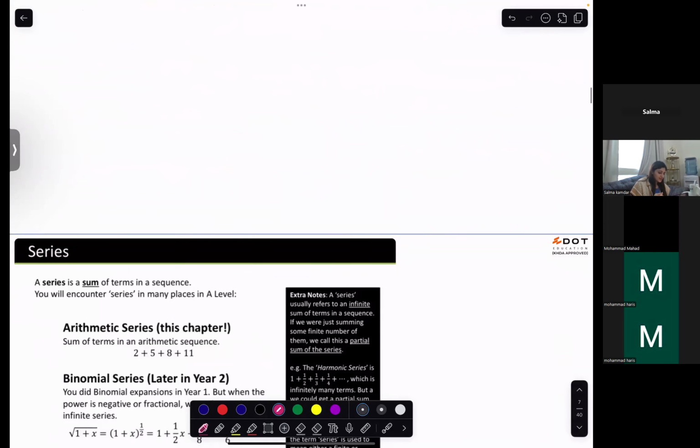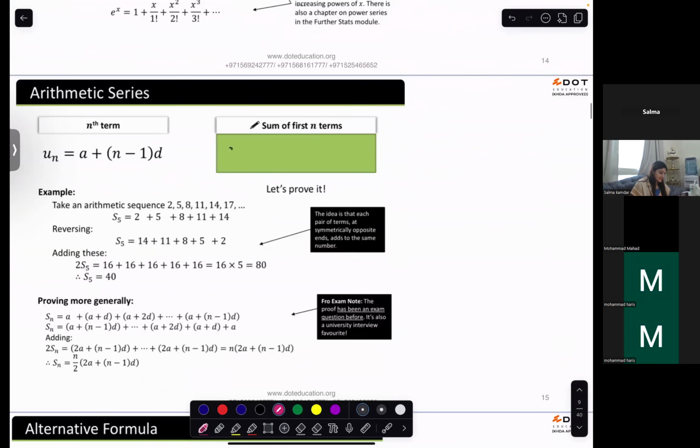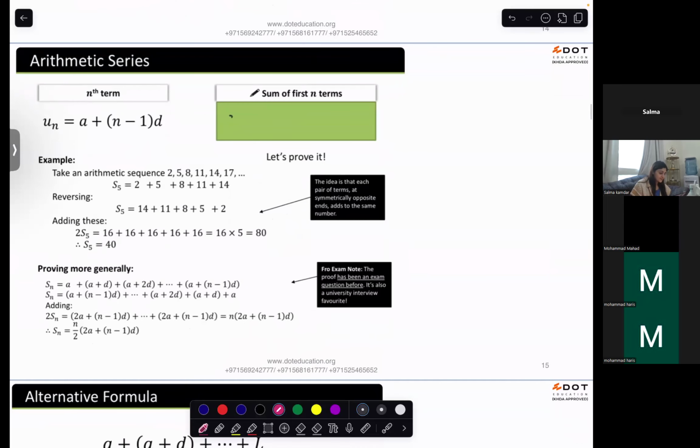What's the difference between a sequence and series? A sequence has commas while a series uses plus. Okay, lovely. What is the sum of the first 10 terms of an arithmetic series? The first 10 sums. N terms. What does N tell you? The position. N tells you your position. Okay, fine. So Tn would tell you the last term.